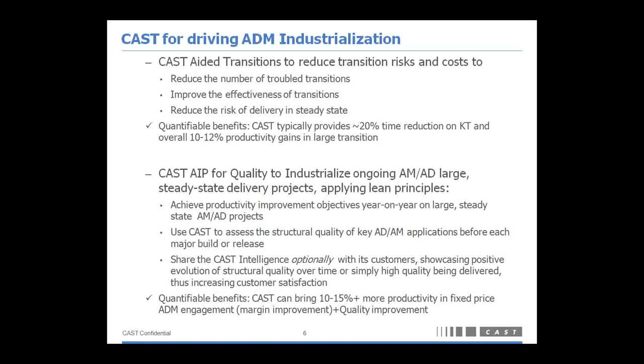And I'm going to cover this in slightly more detail in a couple of minutes. So from a transition perspective, we actually bring significant benefits that are clearly quantifiable. We typically bring around 20% time reduction in knowledge transfer, and overall 10 to 12% productivity gains in very large transitions. So whether you are part of a large global service provider who is transitioning large applications, maybe from in-house teams of a customer or from another vendor, or if you're maybe part of an offshore development center and you're transitioning very large applications from your parent organization in the US or Europe or wherever.